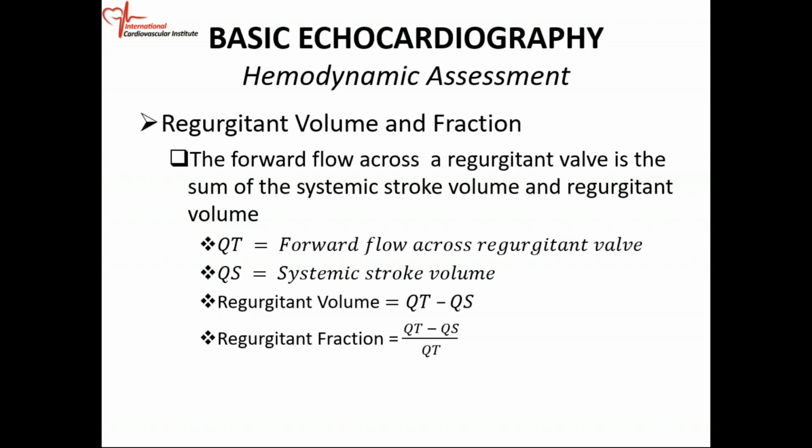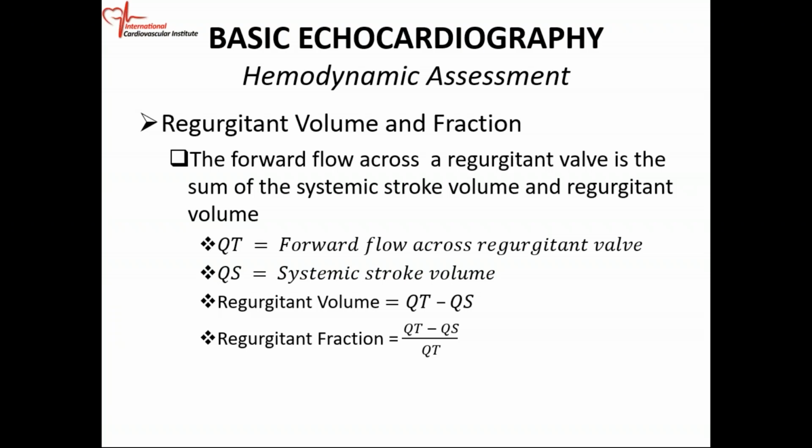We can assess the flow across the mitral valve using the hydraulic orifice formula. We're constantly going back to that. Flow is equal to cross-sectional area times time velocity integral, or velocity. If we look at the mitral valve, we can calculate the cross-sectional area and we can get the time velocity integral across the mitral valve. That gives you the flow across the mitral valve. Remember, because you have mitral regurgitation, that flow is going to be the normal flow plus the regurgitant volume.